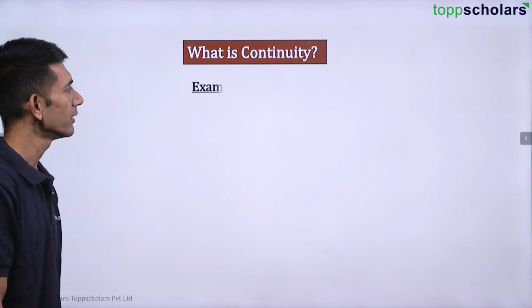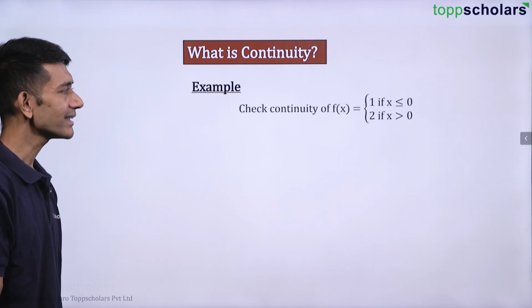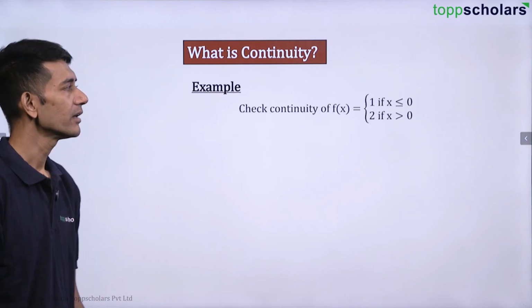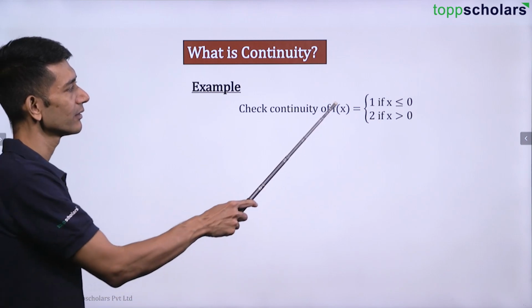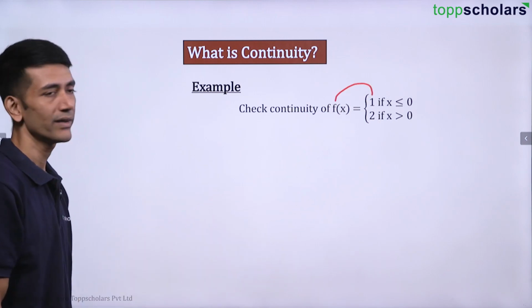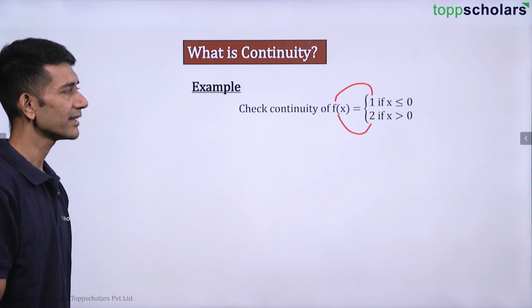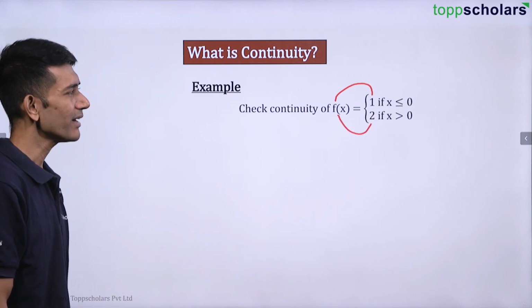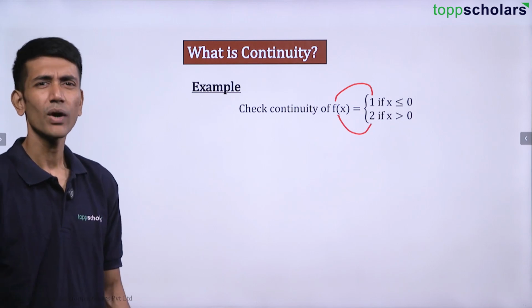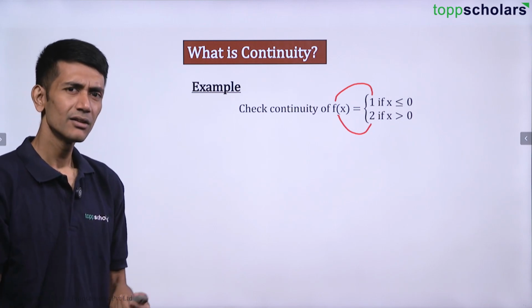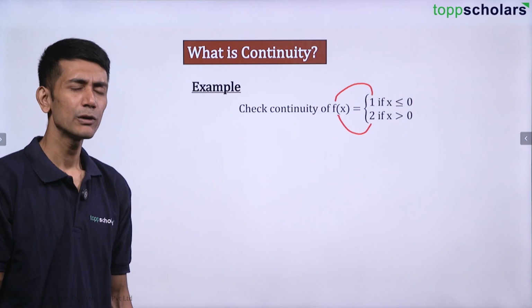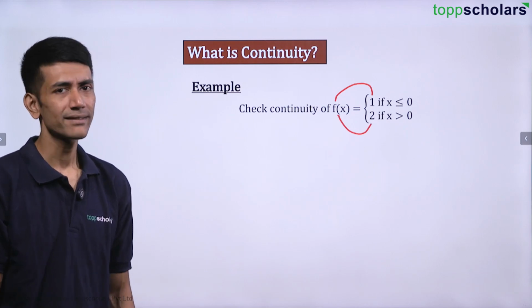Okay. Now, let us see an example. Check the continuity of the function f(x), where f(x) is 1 when x is less than or equal to 0, and f(x) is 2 when x is greater than 0. So, f(x) is equal to 1, that is nothing but y is equal to 1, isn't it? How does the line y is equal to 1 look? It is a line parallel to the x-axis.